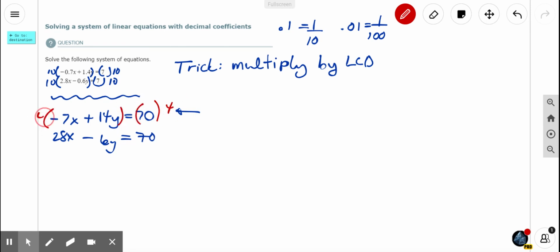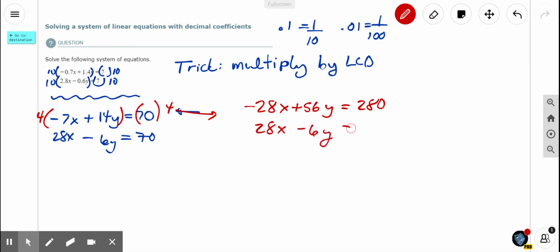Okay. And then I'm going to go this way. And I'm going to get negative 28x plus 64y. Nope, that's not right. 4 times 14 is not 64. 4 times 14. 4 times 4 is 16, carry the 1, 56. Equals 70 times 4, which is 280. And then you get 28x minus 6y equals 70.